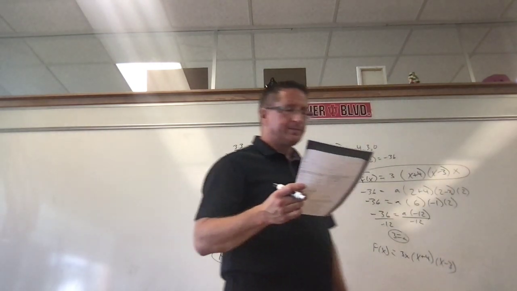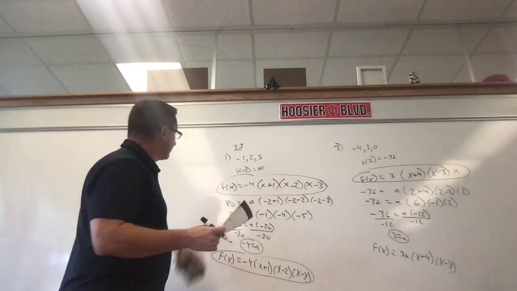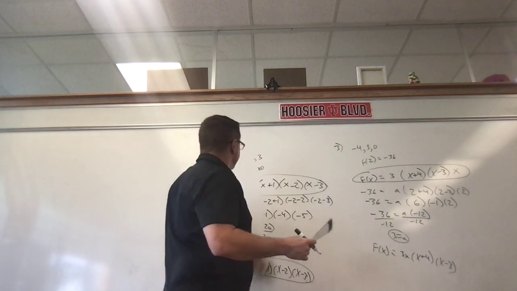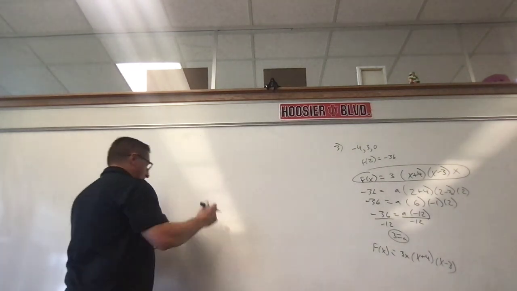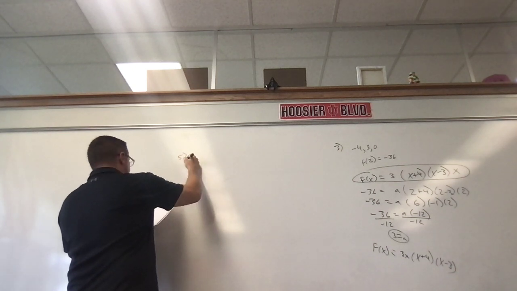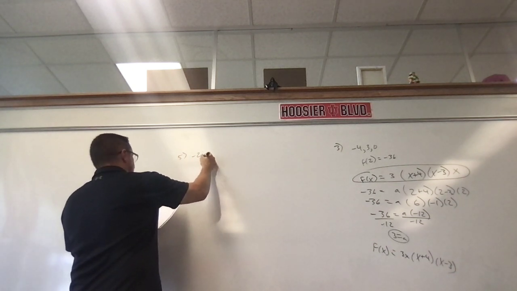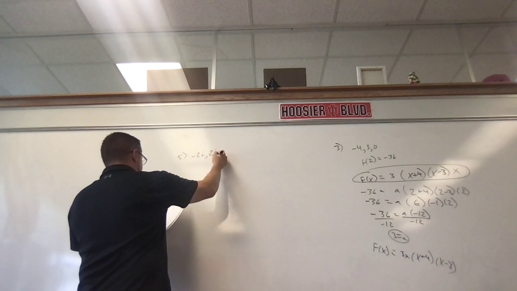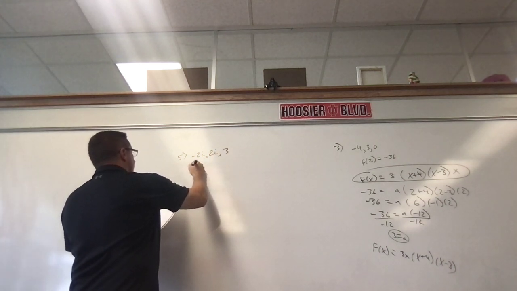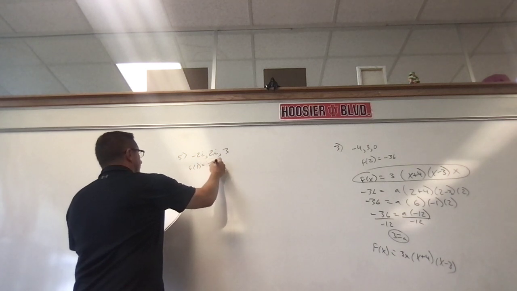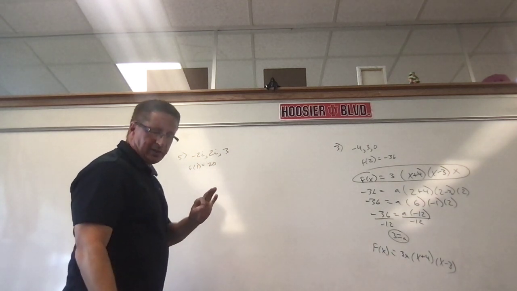Number 5. Okay, one more of these. So we have -2i, +2i, and 3. Are we using i as imaginary? Definitely imaginary. So this is third degree.